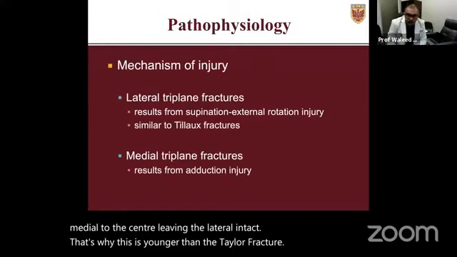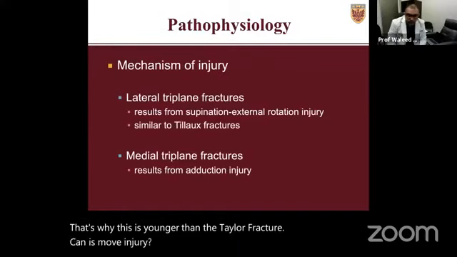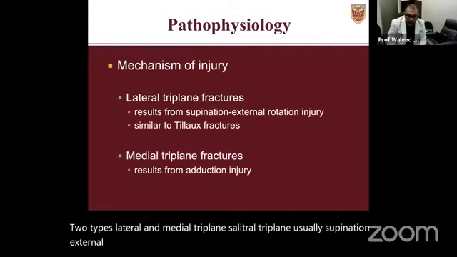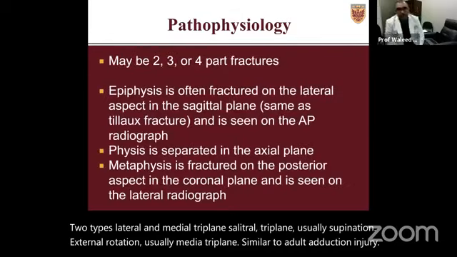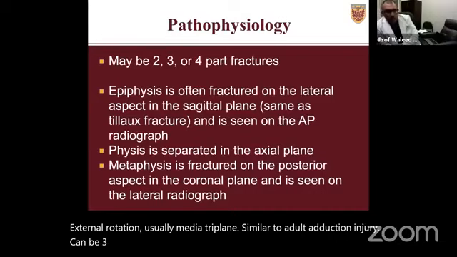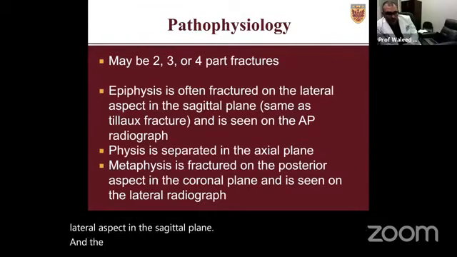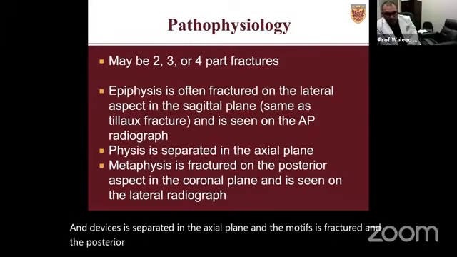Mechanism of injury. There are two types, lateral and medial triplane. The lateral triplane is usually supination, external rotation. The medial triplane, similar to adult, is an adduction injury. It can be a two, three, or four part fracture. The epiphysis is often fractured on the lateral aspect in the sagittal plane, and the physis is separated in the axial plane, and the metaphysis is fractured in the posterior aspect in the coronal plane and is seen in the lateral radiograph. It's very confusing.